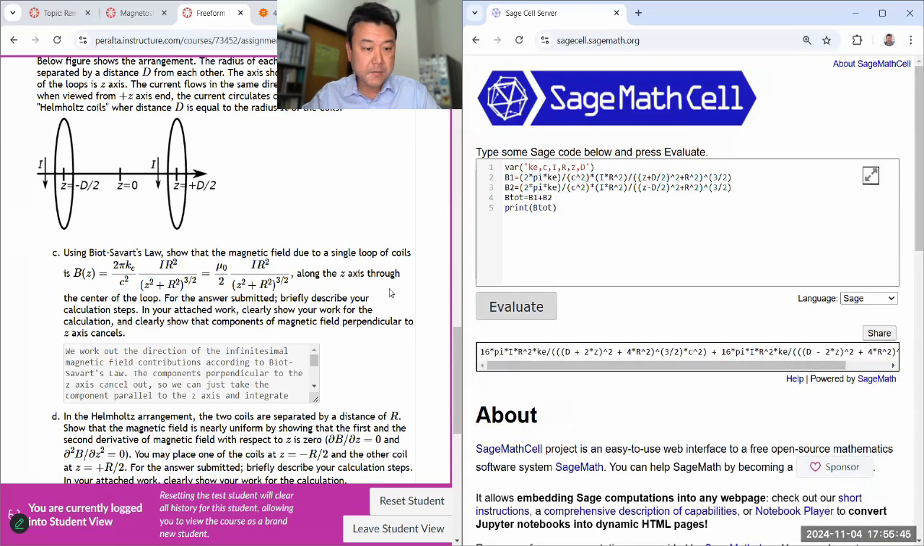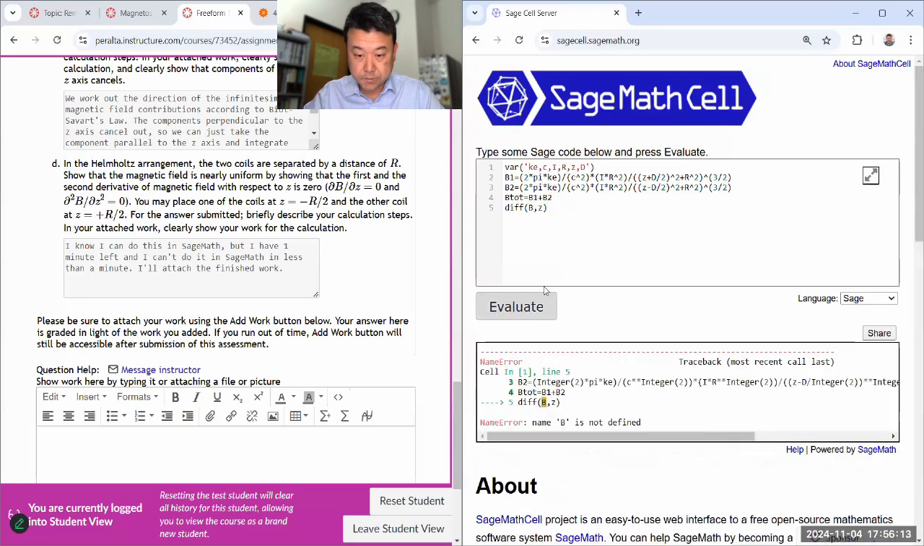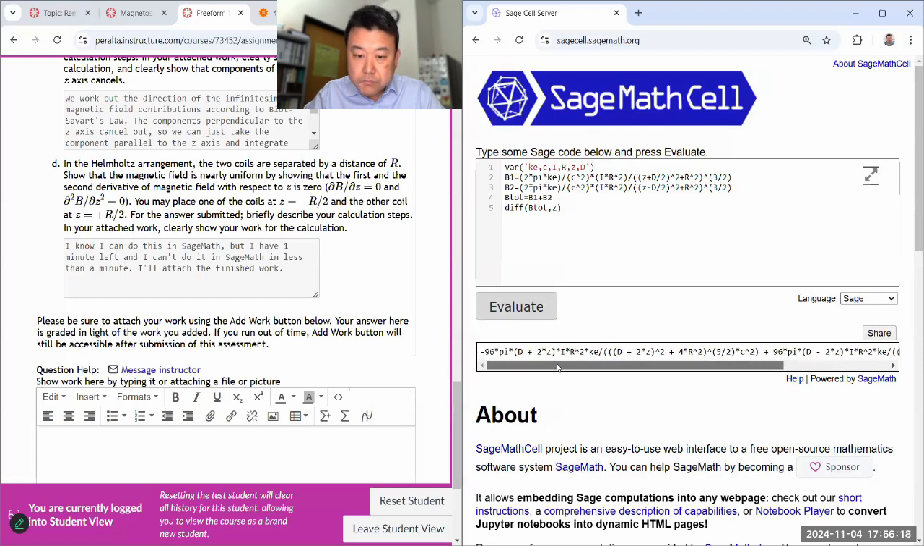Yeah, I got something. So for the question, what they were asking, show that the first and the second derivative with respect to G is 0. Like show that this is 0 and then that is 0. So I can just take the derivative. Derivative of B with respect to G. I think that's going to give me something. Oops. B total with respect to G. Yeah, it did something, right? I think that's right.